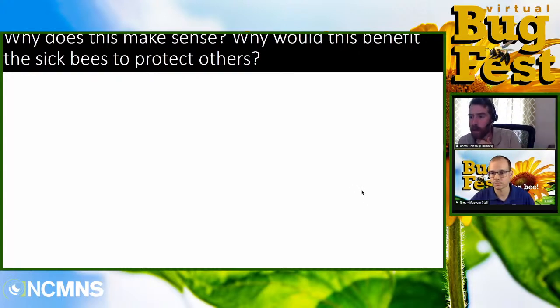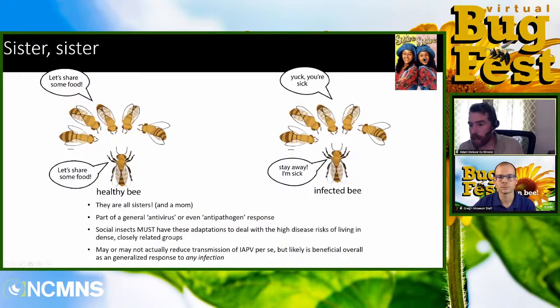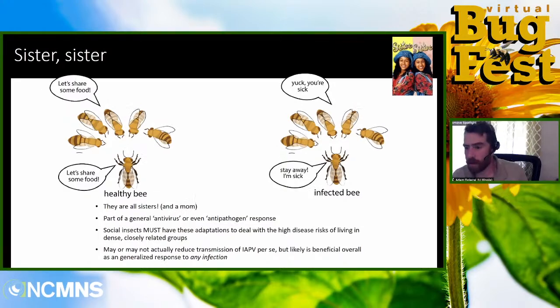That's right. So this would be beneficial because it's not going to spread as quickly. They're not going to be able to get as many sick. And so why would we see this being really beneficial? In this case, especially because everybody's related. All the worker bees inside this colony are sisters. So they've got to protect their sister, or their mom in the case of the queen.